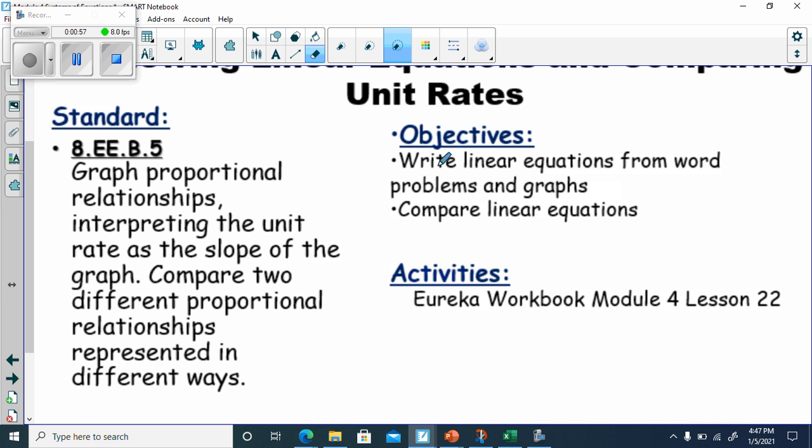Now, our objective today is to write linear equations from word problems and graphs. Okay, this is to go back to handle some of this. And then we're going to compare those linear equations, handle the bottom part. All of this can be found in the Eureka Workbook, Module 4, Lesson 22.